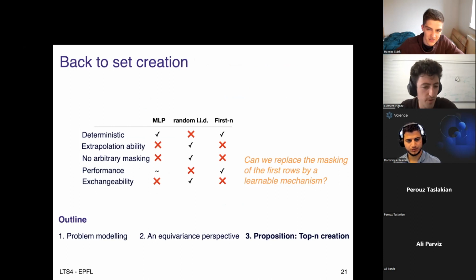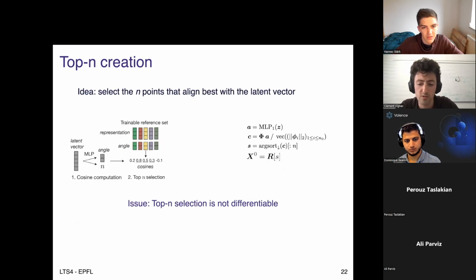So what is the situation? So far, we've seen that we don't really care about exchangeability, at least for GANs and variational autoencoders. So it removes the main arguments in favor of independent sampling. But still, no method is super satisfying. In particular, in both MLP and first N, you generate a large set, and then you mask it in order to get a set of the right size. And masking the first rows is an arbitrary procedure. So if you could replace it by a differentiable mechanism, performance would probably be better. So that's what we propose to do, and we call it top-n creation.